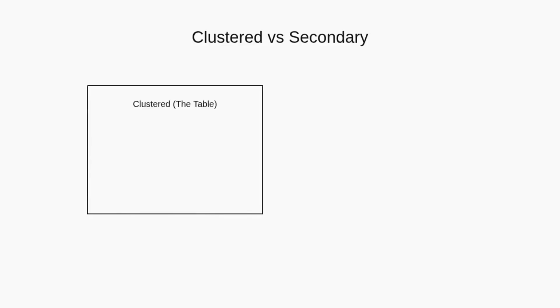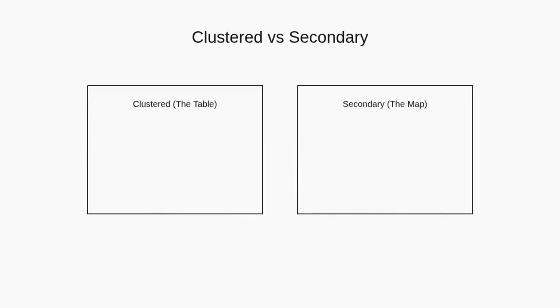However, you can only have one clustered index per table because you can only sort the physical data in one way at a time. All other indexes are secondary indexes, which store a copy of the indexed column and the primary key value to find the rest of the row. This architecture is why choosing a good primary key, like an auto-incrementing integer or a UUID, is one of the most important decisions in database design.